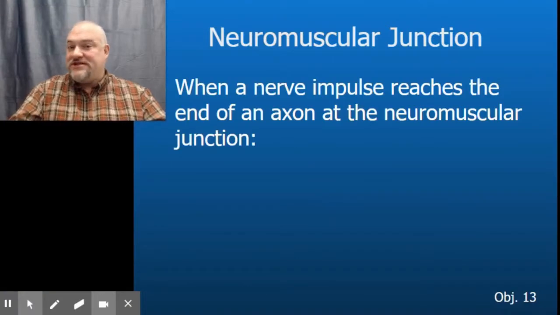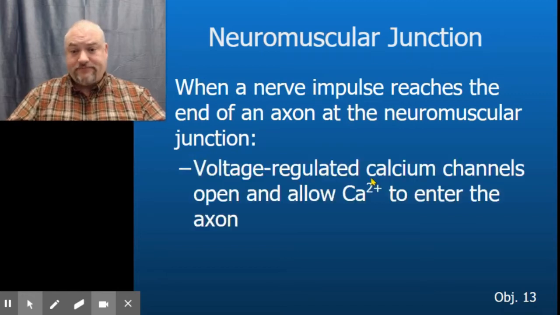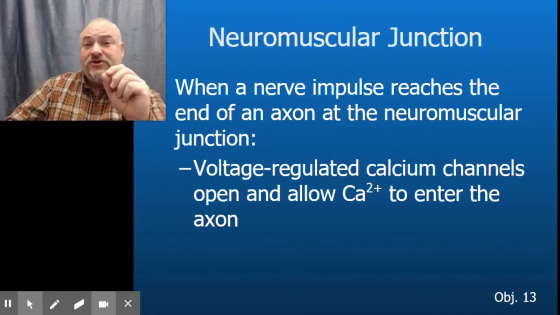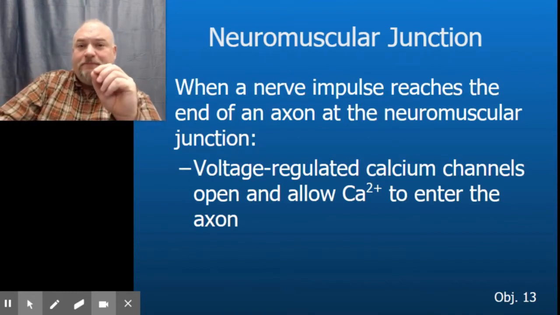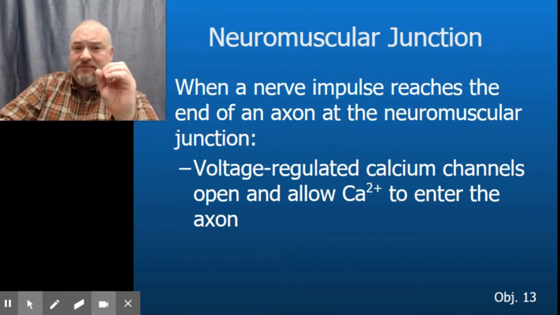When a nerve impulse reaches the end of the axon at the neuromuscular junction, we've got a series of steps. And I'll tell you right now, guys, this is what your essay is going to be on in this unit. This stuff right here. So we've got voltage-regulated calcium channels open and allow calcium to enter the axon. So what do I mean by voltage-regulated calcium channels? So we talked about this way back when we talked about diffusion and osmosis, and when we talked about cell structures like the cell membrane.